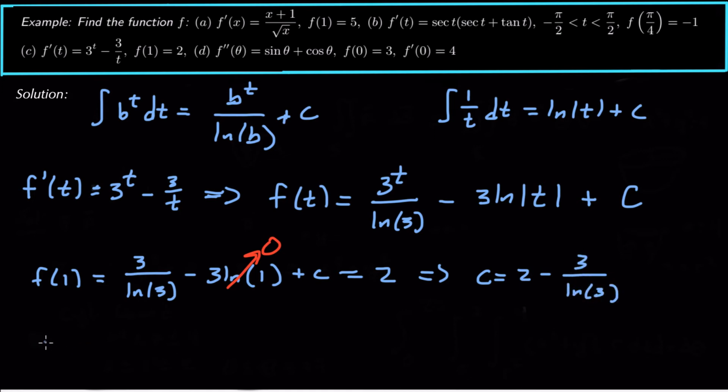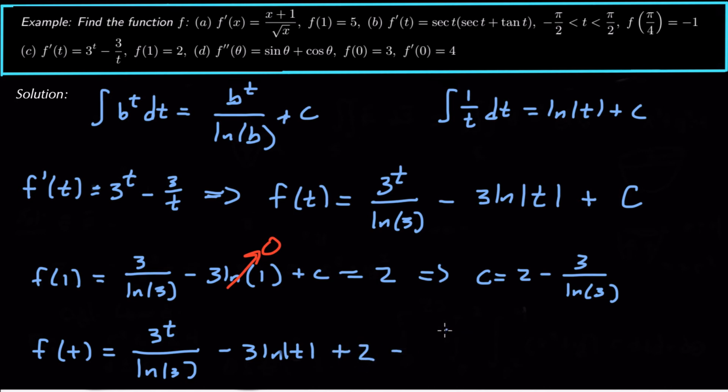So that tells us f of t will be equal to 3 to the t over natural log of 3 minus 3 natural log of absolute value t, plus 2 minus 3 over natural log of 3. And that's our solution for part C.